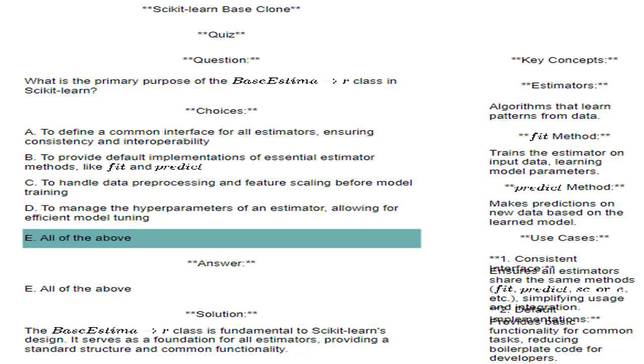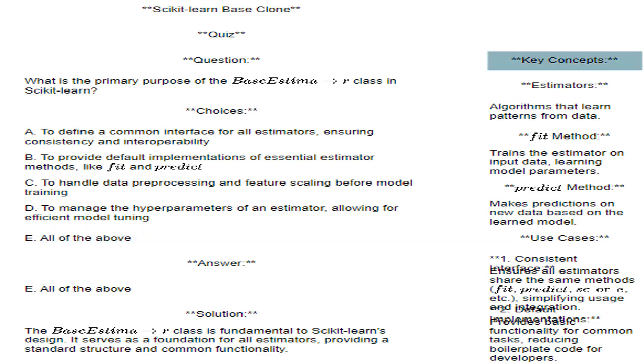True. The BaseEstimator class defines a standard structure for all estimators in scikit-learn, ensuring that they have consistent methods and attributes. This promotes interoperability and ease of use. For example, all estimators are expected to have a fit method for training and a predict method for making predictions. The BaseEstimator class often provides default implementations of essential methods like fit and predict. These implementations can be overridden in subclasses for specific estimator types.